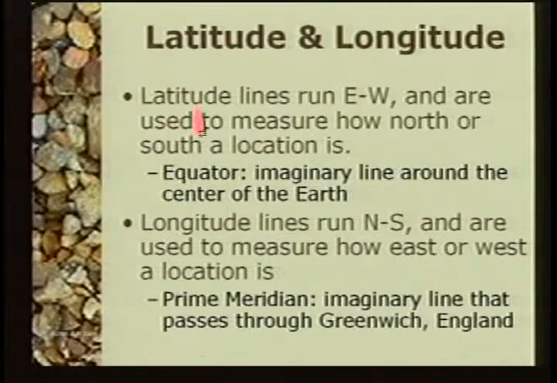Longitude lines, on the other hand, are those north-south lines that are used to measure how east or west a location is. Now, since we don't have an imaginary center of the Earth in that north-south direction, the standard has always been the prime meridian. That's given an assigned number of 0 degrees longitude, and it runs through Greenwich, England.